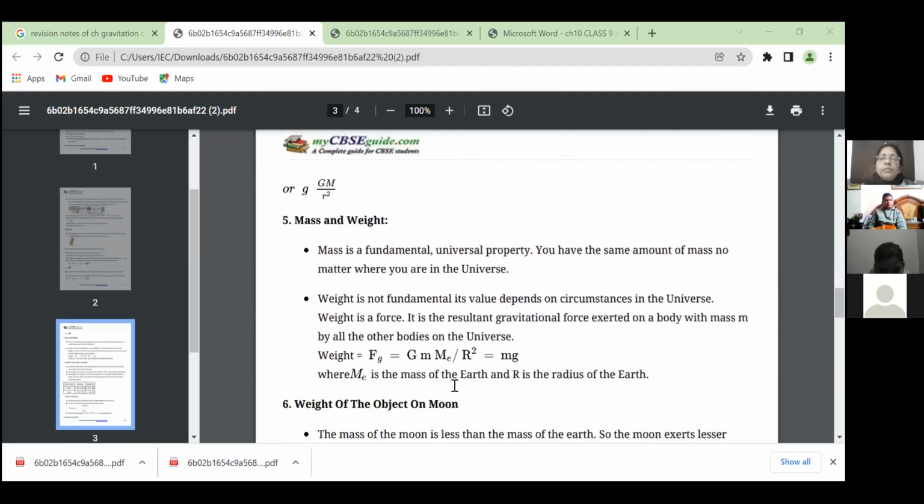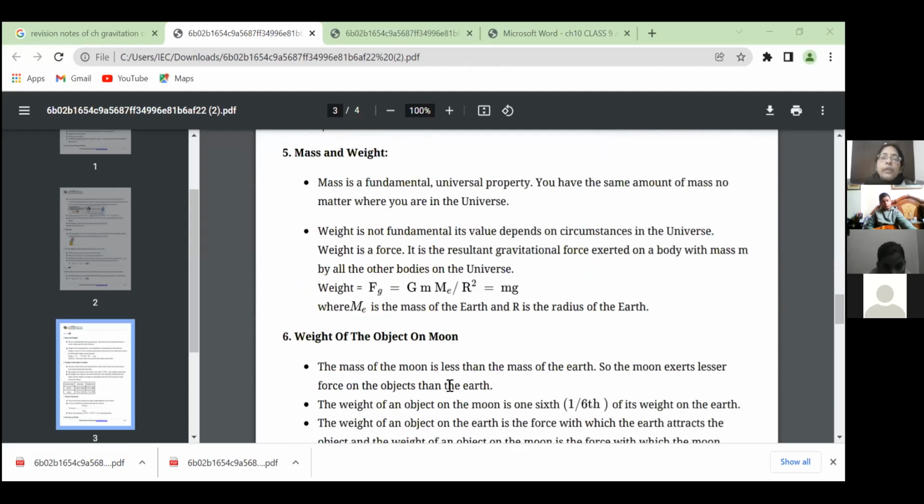Now children, then comes mass and weight. Mass is a fundamental property, a universal property, which is the same everywhere, no matter where you are in the universe. But weight is not fundamental. Its value depends upon the circumstances in the universe, because weight is a force and it is the resultant gravitational force exerted on a body with mass m by all other bodies in the universe. So weight, we can represent it as a force which is equal to G into M into m upon R square, where M is the mass of the earth and R is the radius of the earth. Yes, children.